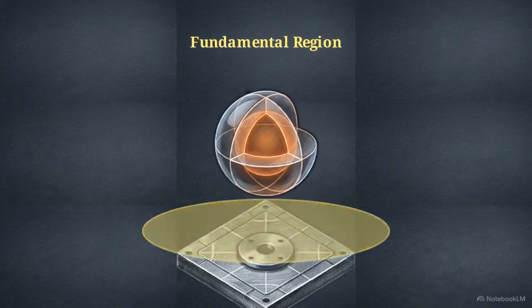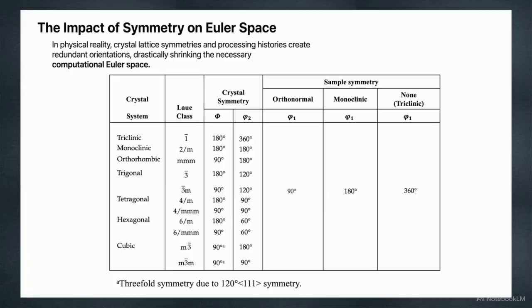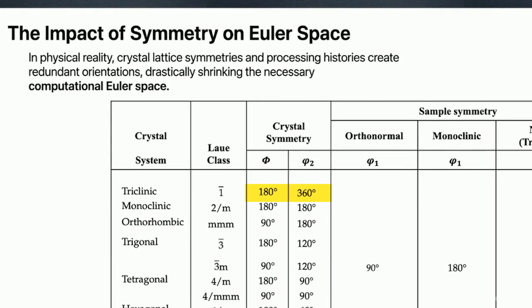This chart categorizes computational limits using Laue classes. Notice the cubic system row. Angles are constrained to 90 or 180 degrees. Compare that to triclinic materials. Lacking internal symmetry, they require a full 360 degrees of rotation to locate a unique position.